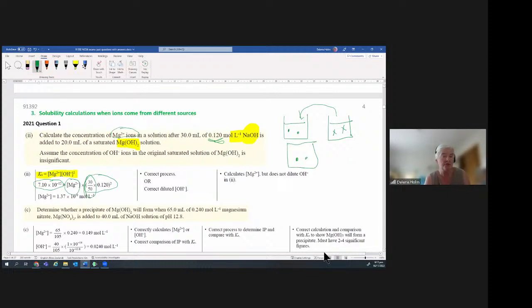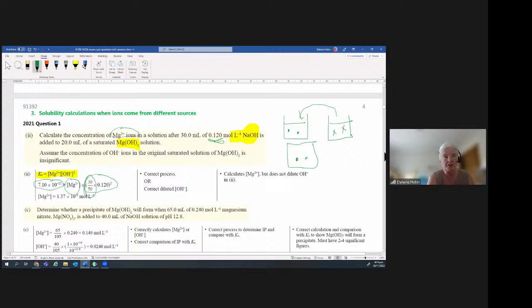Sometimes they won't give you a volume and they'll just simply say equal volumes of such and such were mixed. So if you're mixing equal volumes, you know that your concentration is a half now. You divide by 2, so in other words, instead of 0.12, if I mix it with equal volumes of the other one, then it's going to be 0.06, okay, because you've halved it. So that's the first trick.